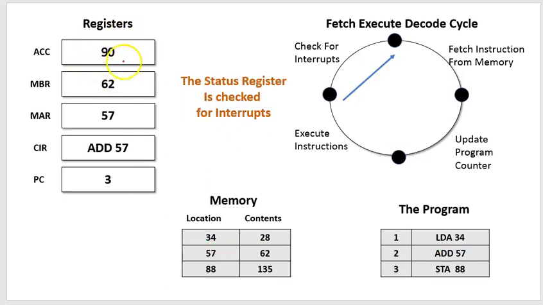So that's the next instruction completed, and of course we now check the status register to make sure that there aren't any interrupts before we move on to the next instruction, for which we're going to look at the program counter to find where that instruction is going to be.